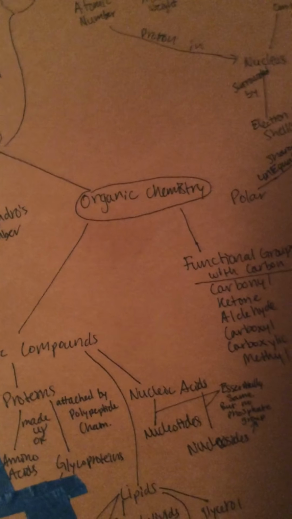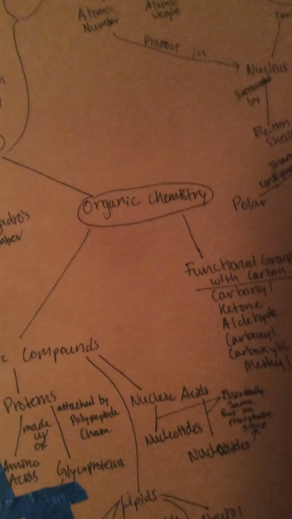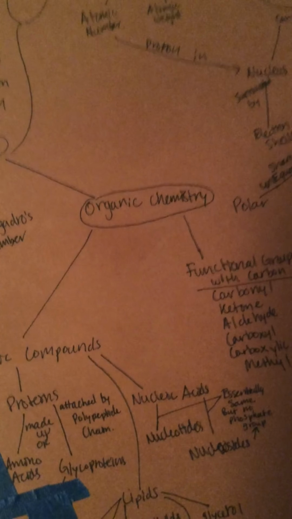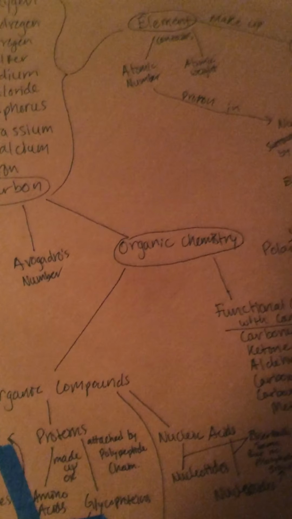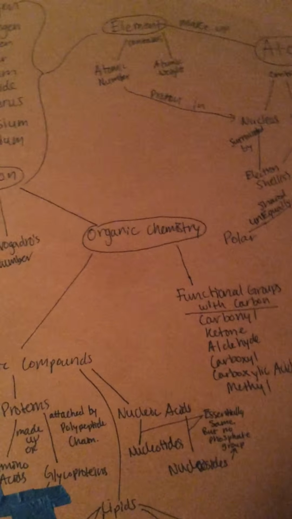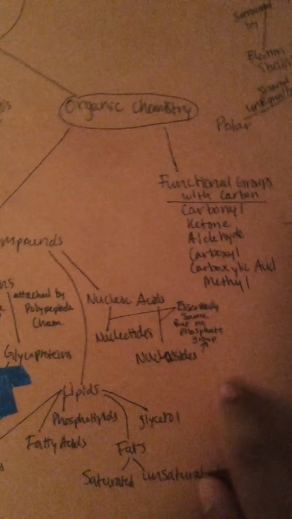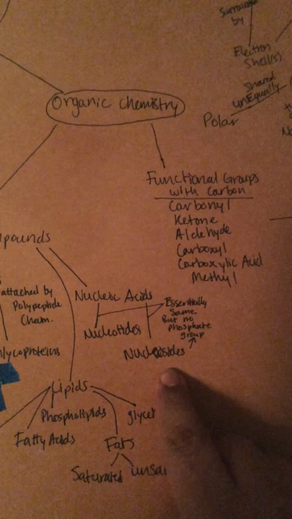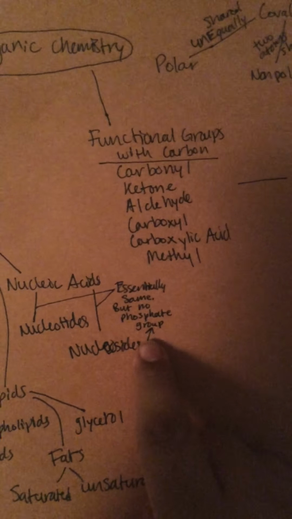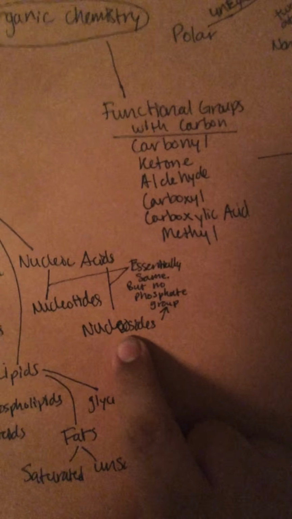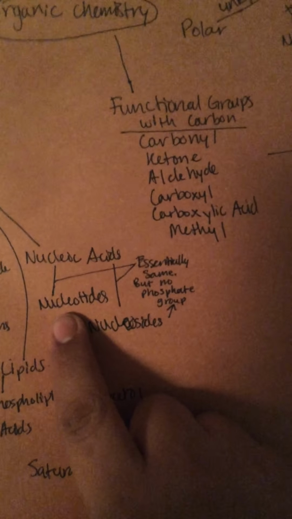I wrote down right here the difference between the nucleoside and nucleotide. Well, they're both essentially the same. They both consist of a nucleobase and a 5-carbon sugar. The only difference is that the nucleoside does not contain a phosphate group. I wrote right here, essentially the same, but no phosphate group with the nucleoside. This does have a phosphate group.